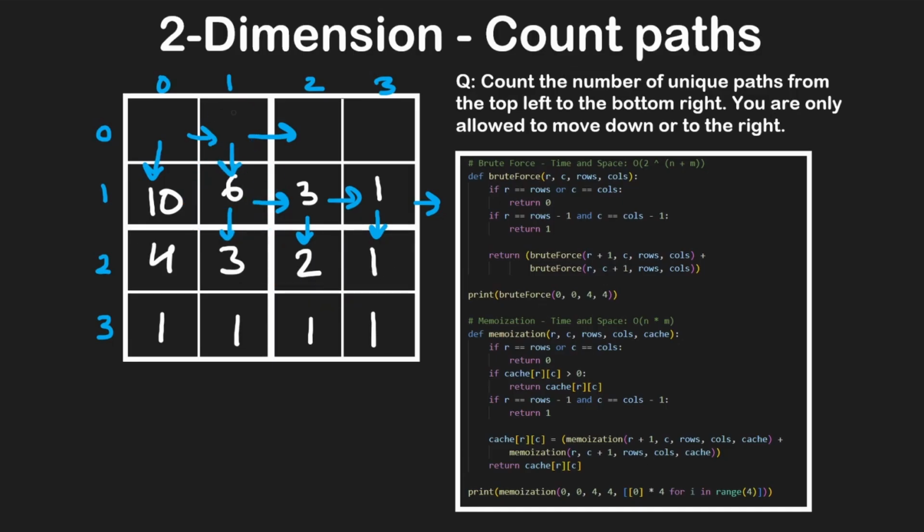So from here, when we go down, we're going to check, is that value out of bounds? Nope. Is that value in our cache? Yes. So we can return that value in our cache, which is 6, but we still have to calculate the value that goes over here.